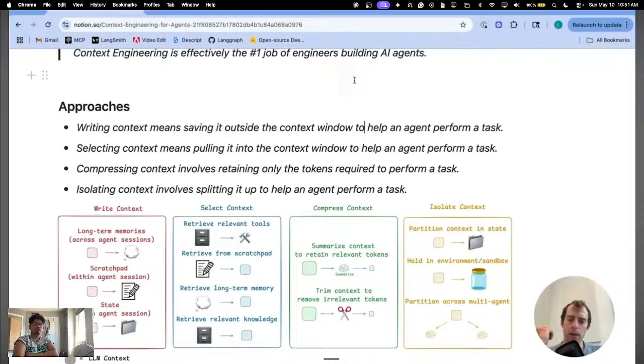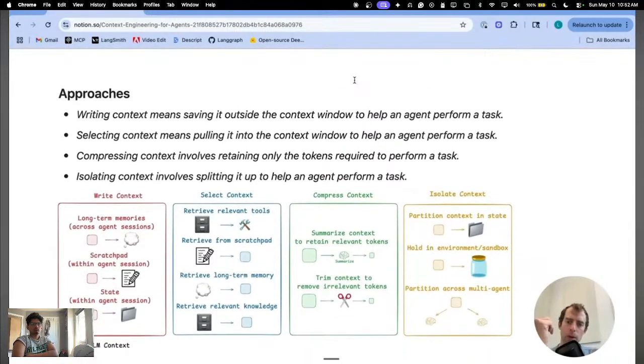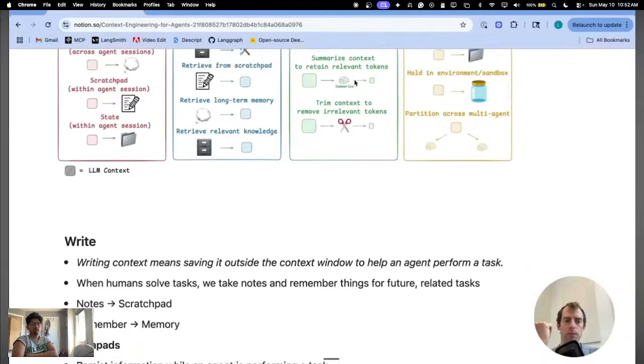Well, I've had a look at many different popular agents that many of us use day to day, thought about this a lot, reflected on my own experience, and you can distill down approaches into 4 bins. Writing context, saving outside the context window to help an agent perform a task. Selecting context, selectively pulling context into the context window to help an agent perform a task. Compressing, retaining only the most relevant tokens. And isolating, splitting context up, again to help an agent perform a task. And I'll talk about some examples of each of these categories.